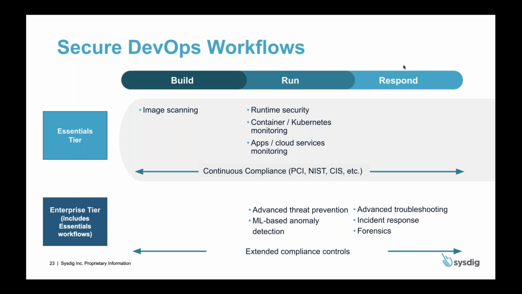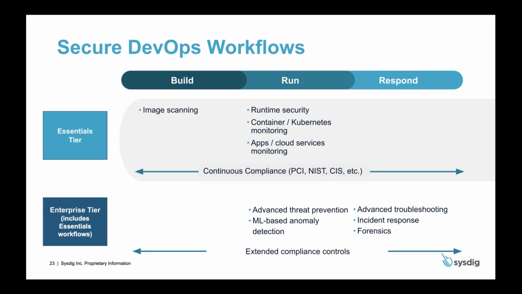And to tie this all together, what we're seeing is as DevOps teams are getting started, they need a secure DevOps workflow to understand how to get started with security and monitoring. And what we offer is an essentials tier, which packages these 5 key workflows: image scanning, runtime security, container and Kubernetes monitoring, application and cloud services monitoring, and compliance. So these teams can get started in less than 5 minutes with these workflows.